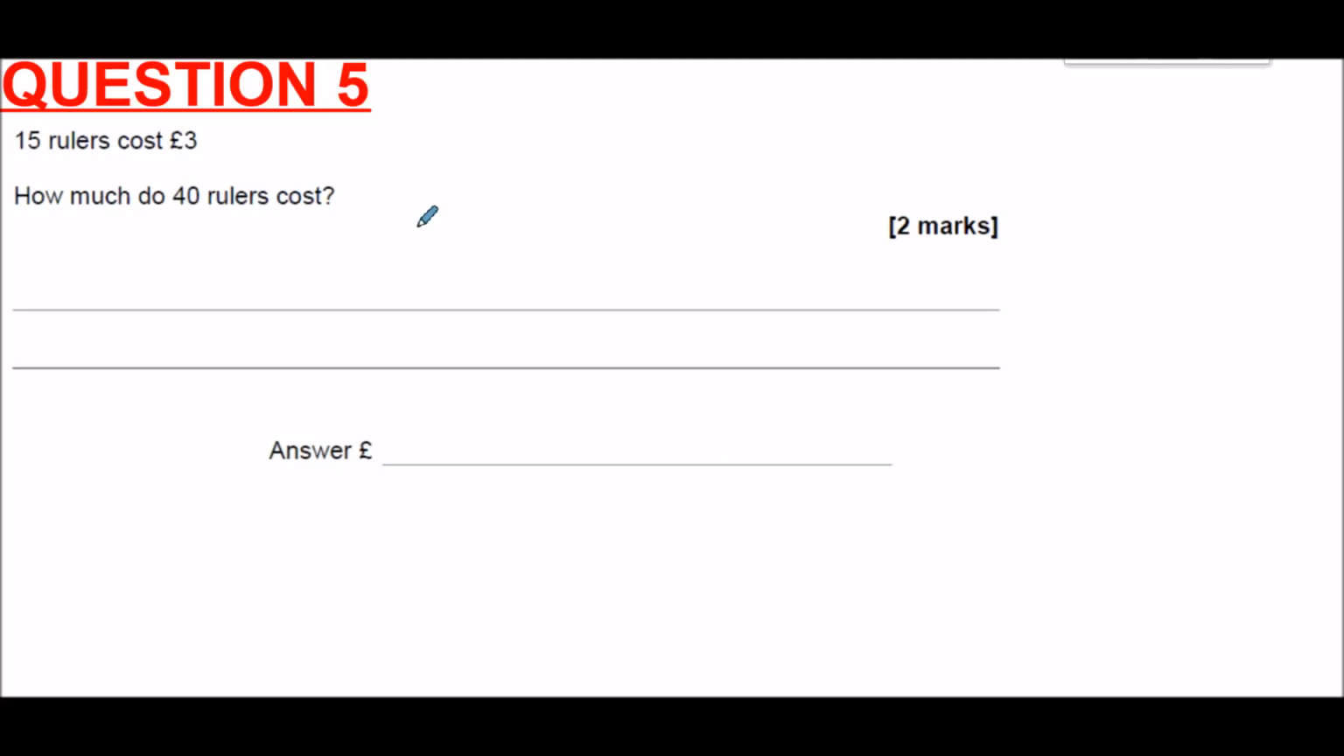Question 5. This is a question of proportion. So we've got 15 rulers which cost £3, and we need to work out how much 40 would cost. So if 15 cost £3, what we could do to start off with is just work out the cost of one ruler. Once we work out the cost of one ruler, we can work out the cost of no matter how many we want to.